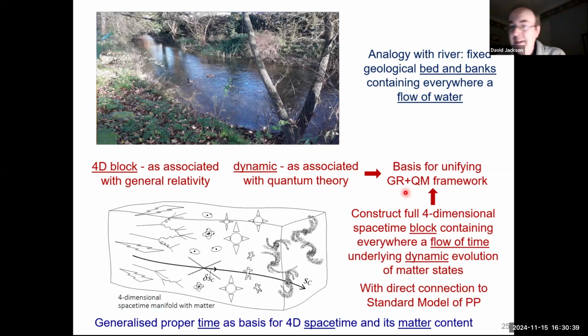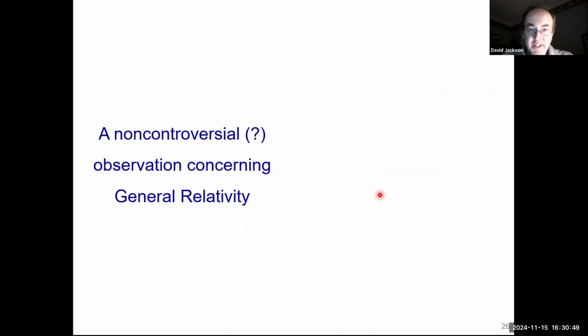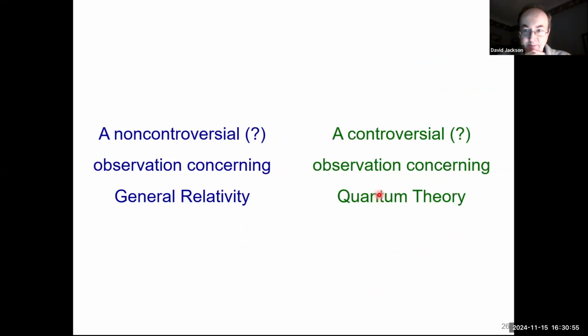Well, I'm going to start by making a few slides which are independent of this theory, and just make some comments about the problem of combining general relativity with quantum theory. And on this slide, on the left-hand side, I'm going to make what I think is a non-controversial observation about general relativity. On the right-hand side, I'm going to make what I think is actually a controversial observation about quantum theory. I might have this the wrong way around, but I think most people will agree with this, and many people might disagree with what I'm about to say about quantum theory.